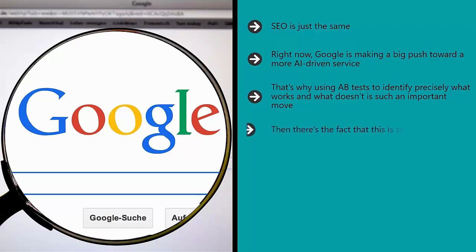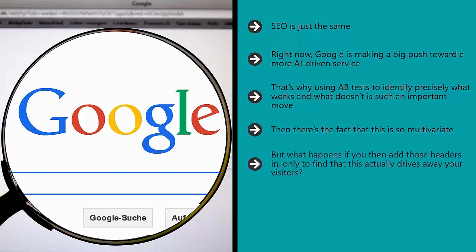That's why using A/B tests to identify precisely what works and what doesn't is such an important move. Then there's the fact that this is so multivariate. For example, it might be that Google would prefer you to use a number of headers in your content with keywords in a perfect world. But what happens if you then add those headers in, only to find that this actually drives away your visitors? That alone is useful information you could garner from a split test. But it's also possible that in driving away visitors, you send negative signals to Google and end up hurting your ranking.